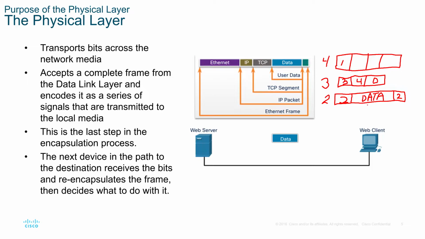The physical layer will now encapsulate all that data, including the headers that were put on at layer 2, layer 3, layer 4, and it will encode it as a series of ones and zeros, and send those out via electrical signals, wireless signals, optical signals, for whatever type of medium that we may be using.